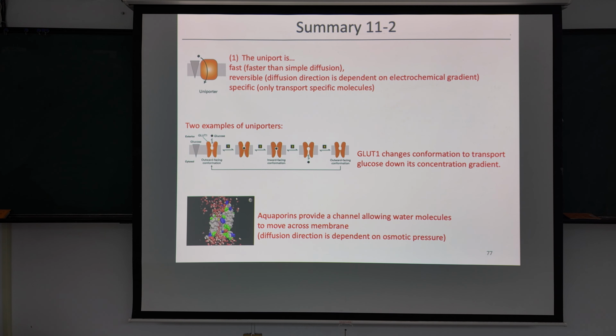So the uniporter, compared to simple diffusion, is faster, is reversible, and is specific, only transporting specific molecules. And we used two examples for the uniporter. First is GLUT1, which changes its conformation to transport glucose down its electrochemical gradient. And the aquaporin provides a tunnel or channel allowing the water molecule to move across the membrane. And the diffusion direction depends on osmotic pressure. Any questions so far? No.